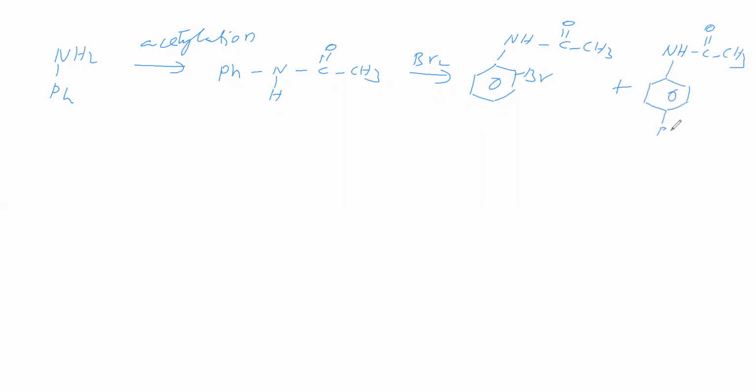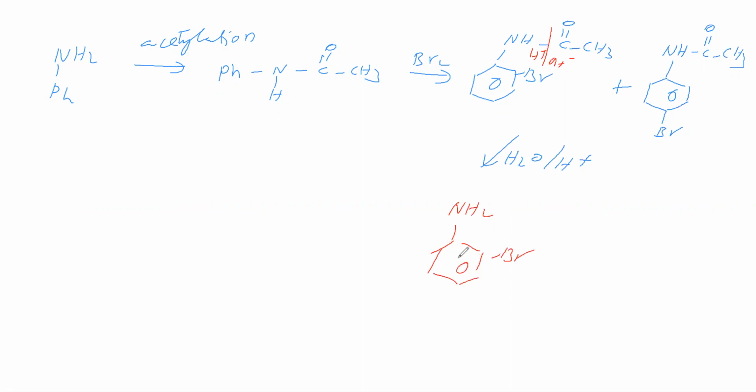At para position we are getting halogenation like this. Next it is taken for hydrolysis. Hydrolysis in the sense here this side OH group, OH minus, this side H plus. Therefore we will get that NHCOCH3 becomes NH2 and this phenyl ring with Br.